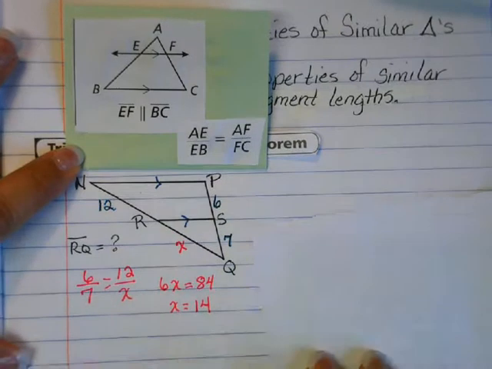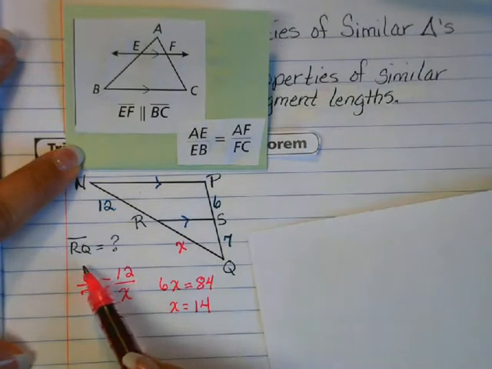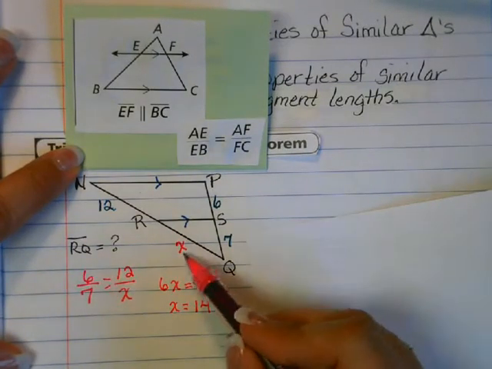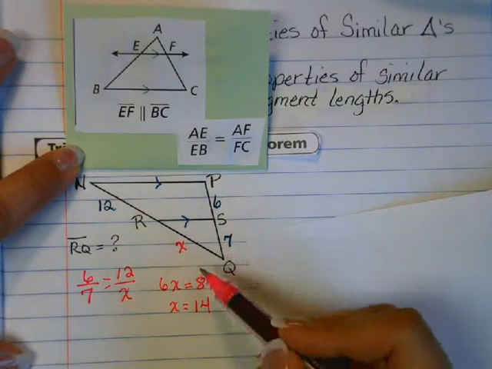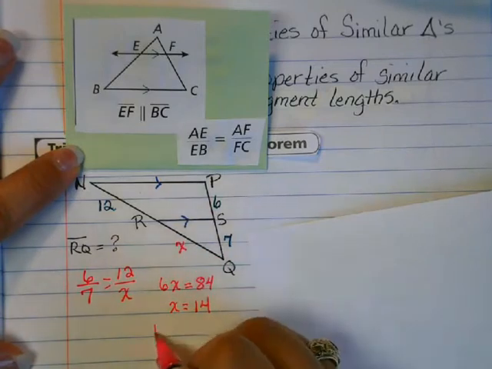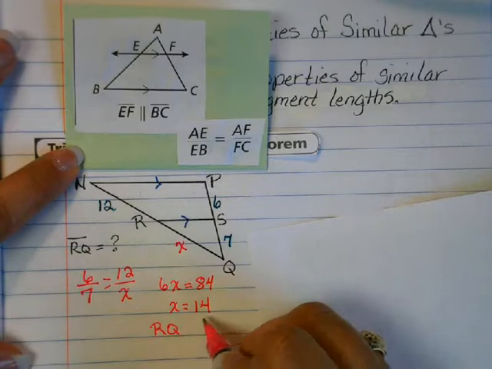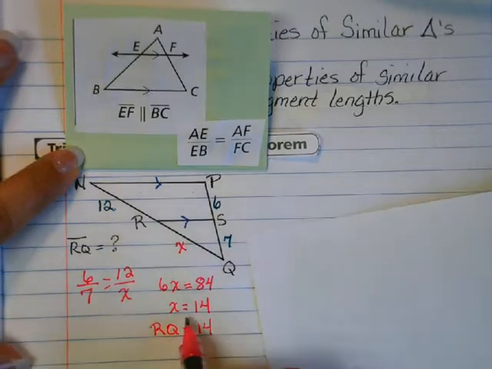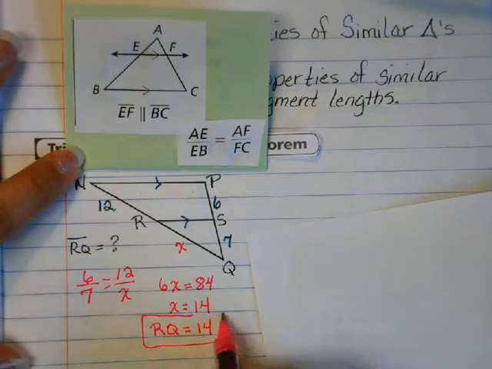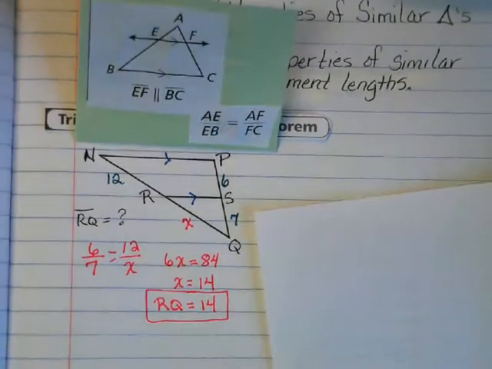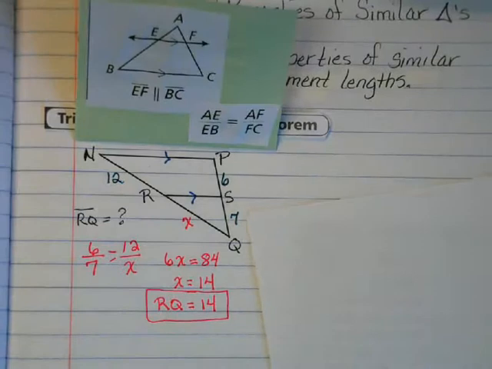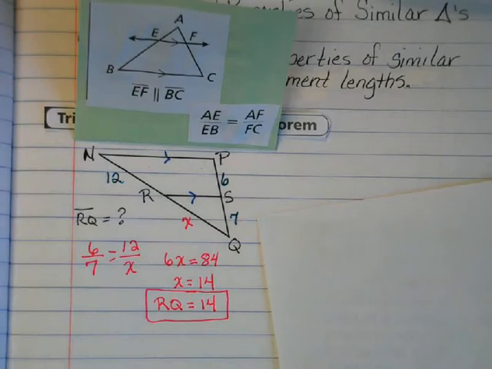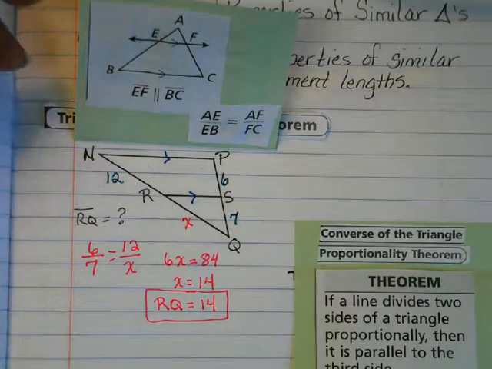Now, is that the question they asked? The answer is no, we still haven't answered it because they want to know what RQ is. And oh, look there, yes we did. X is 14, so yes it does. So we can just say RQ, and we're talking about an actual length now, so we don't put the little line above it. RQ equals 14. Not too bad. Let's move on to our next one. If you need to pause this right now so that you can get all this written down, then please do so.